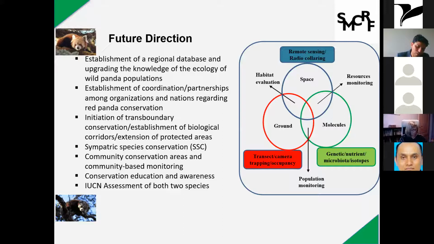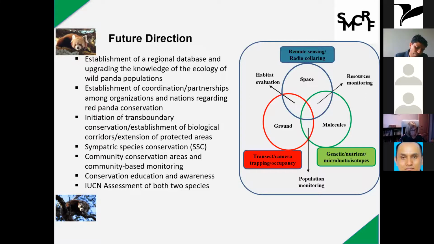And we should continue community conservation areas and community-based monitoring in the different parts of each range country. As well, we should conduct conservation education and awareness campaigns among students, among locals, even the herders, and all people who live in remote parts of mountain areas. Also, we need to do some health assessment of both these species separately in future.